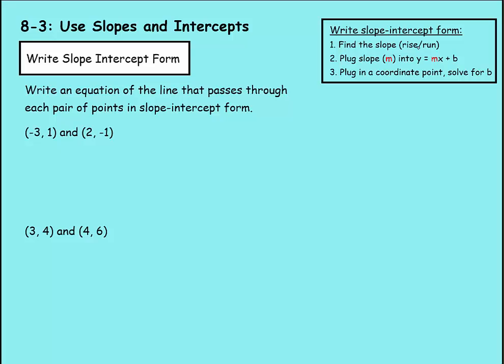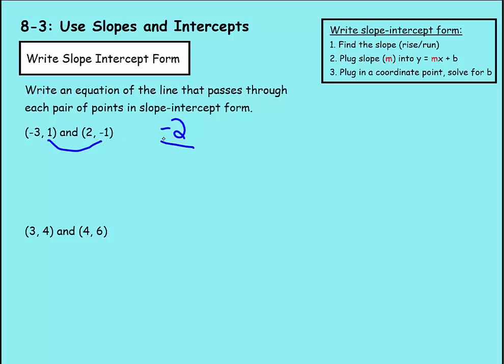First, you need to find the slope like we did in a previous lesson, rise over run. Then we could plug that slope in for m here. Then we could plug in a coordinate point, either one of them, and solve for b. So step 1, let's find that slope. So we have rise over run. Rise is the change in y. We go from 1 down to negative 1. That's a down 2, so negative 2 for our rise.